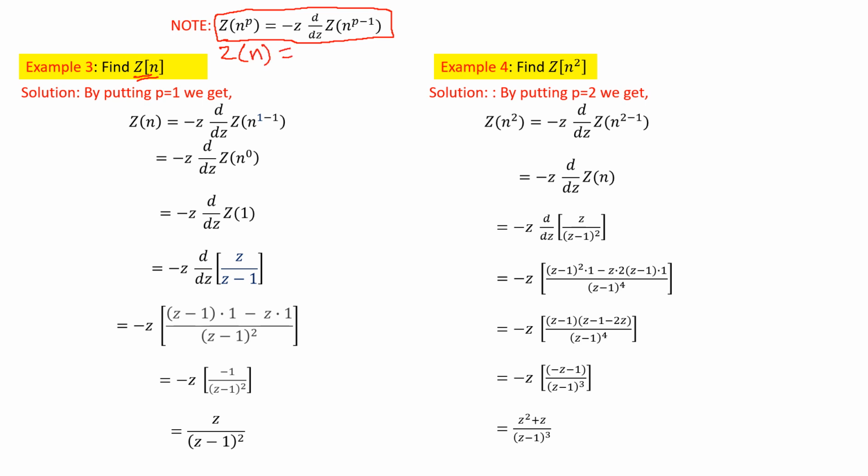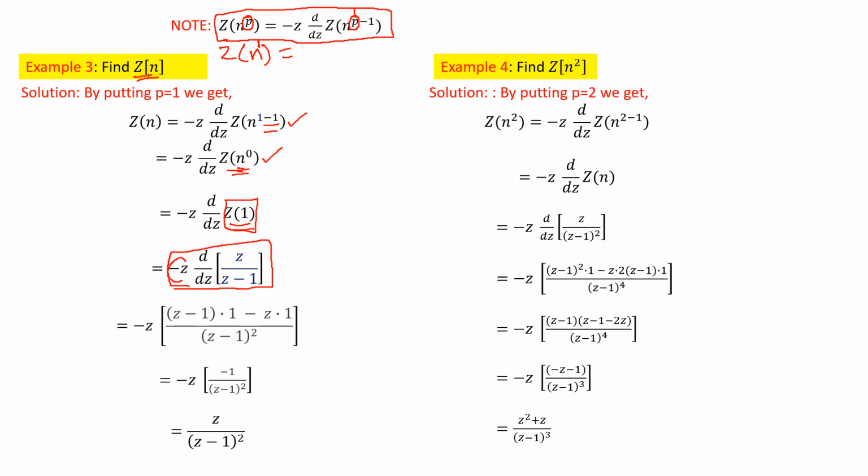If you compare this formula with this one, we come to know that in place of p, I have 1. So let me replace p by 1 in the formula. So we will get this one. Then this 1 minus 1 is nothing but 0. We know that anything to the power 0 is nothing but 1. So this Z of n to the power 0 is nothing but Z of 1. In the previous slide, we have concluded that Z of 1 equals z by z minus 1. Okay, so we have minus z d by dz of z over z minus 1.